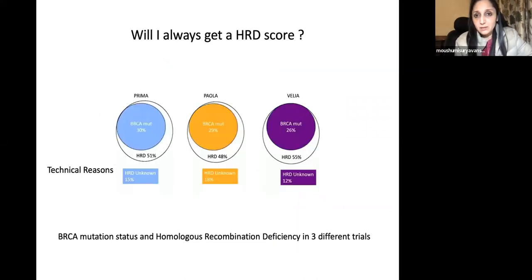And the question is, this is a problem we also face when we do HRD score. The people always expect to get results. But because of technical reasons, and these are the results from various trials, you can see that around 15 to 16% of the cases did not yield a score because of technical failures, because the tissue quality is very important.